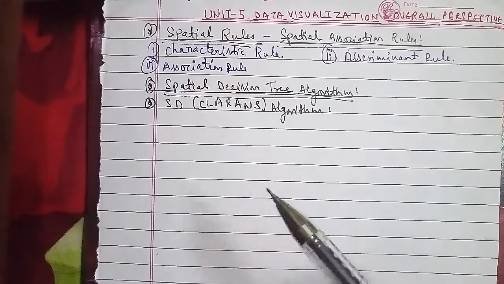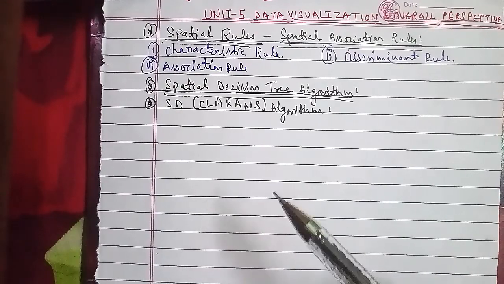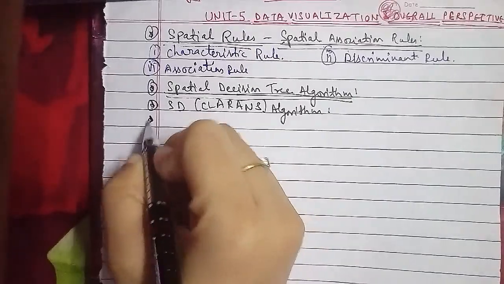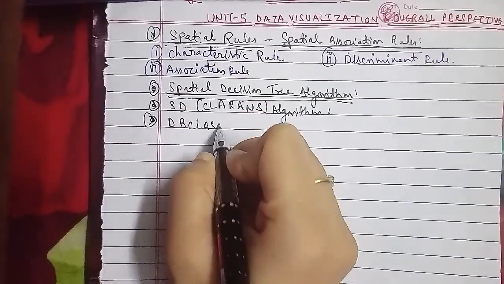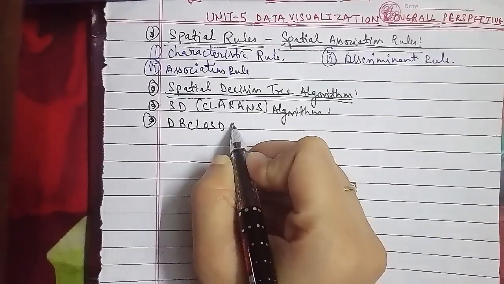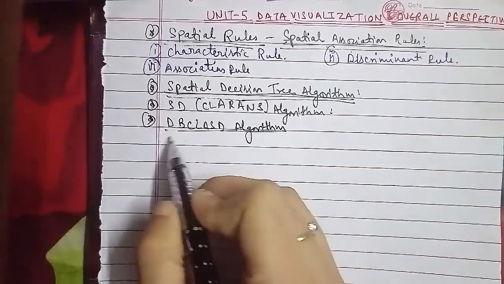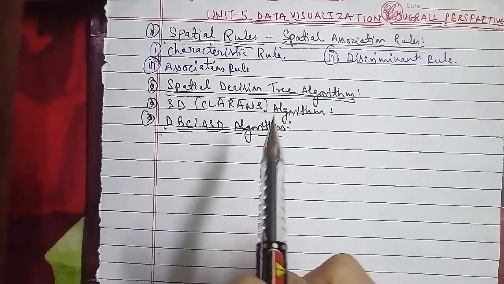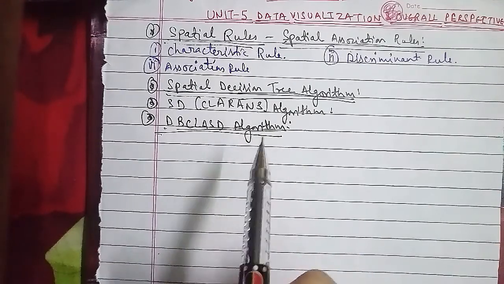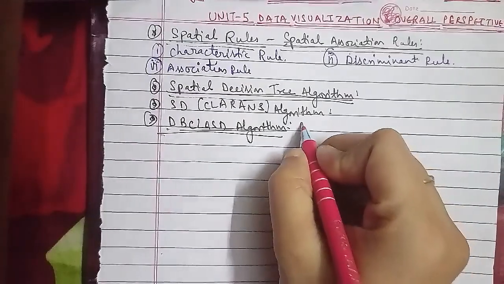Let's go ahead with another one, which is to explain the DBCLASD algorithm. So let's go ahead and discuss it. The DBCLASD algorithm is based on DBSCAN, and DBCLASD is the short form of, first of all, I will tell you that: Distribution based clustering of large spatial databases. I will write it out so that you get to know.